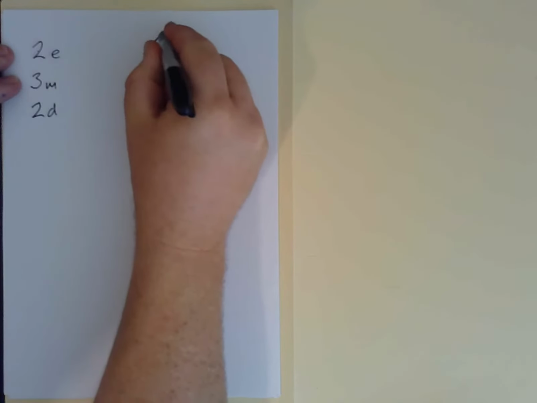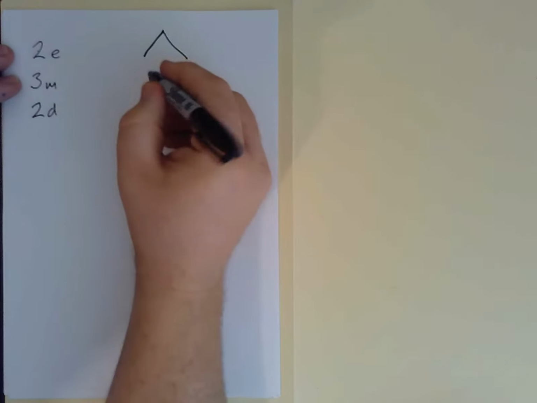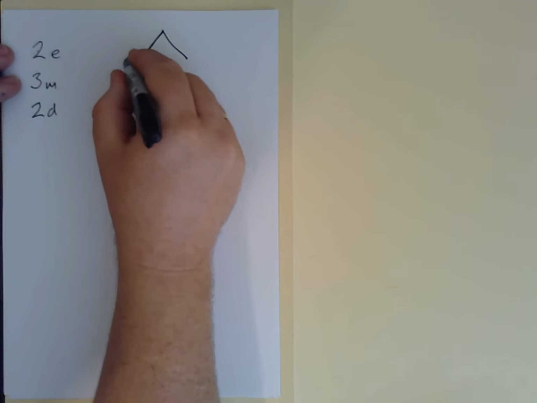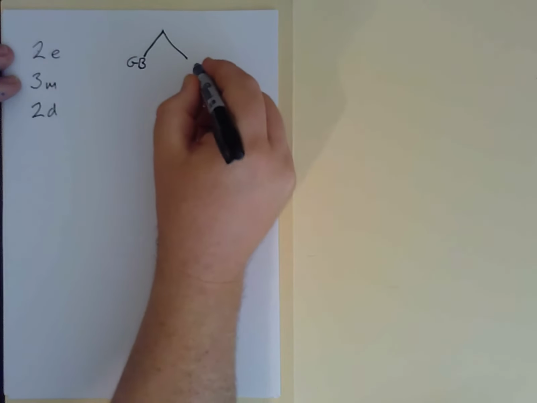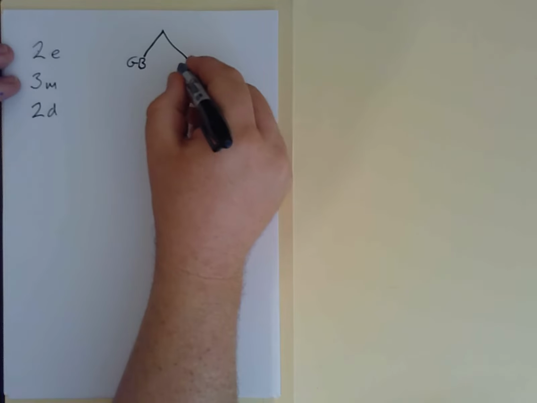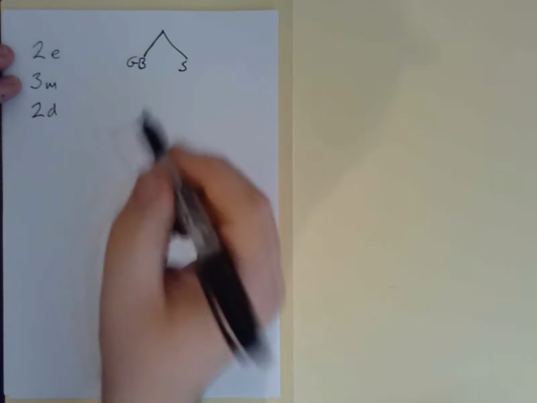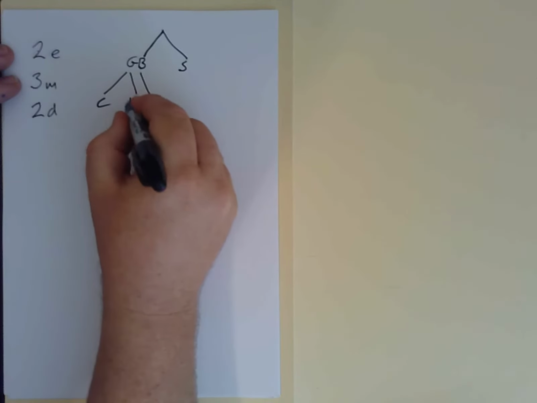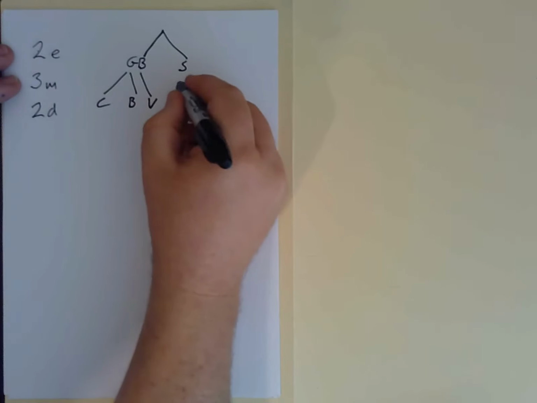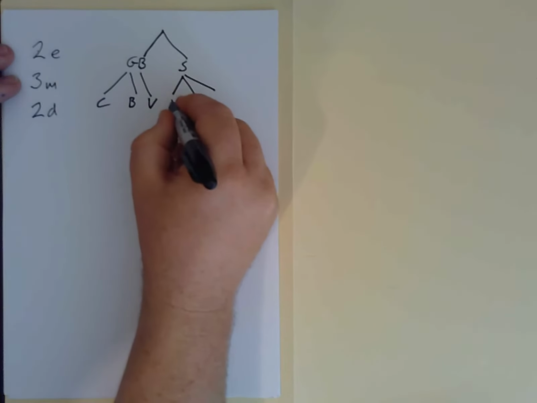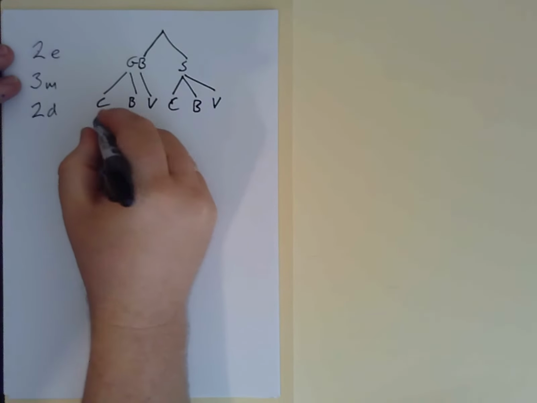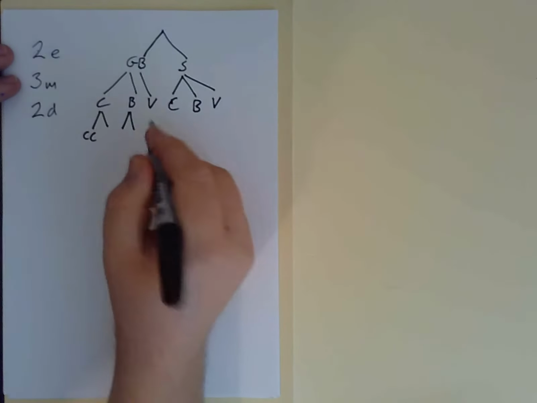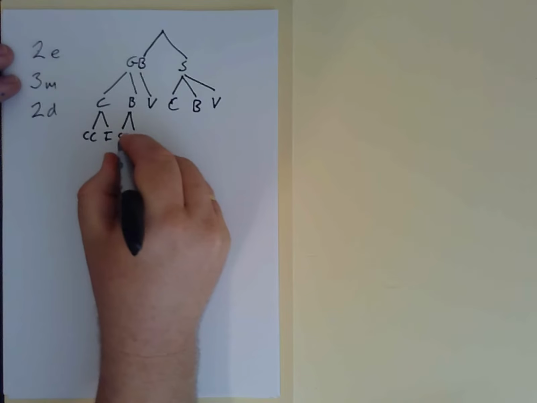So we could have here the two different entrees, maybe, I don't know, garlic bread and a soup. And then from each of them, we could have the three different mains. So, chicken, beef, vegetarian or something. Chicken, beef, vegetarian. And then from that, the two desserts, chocolate cake or ice cream.